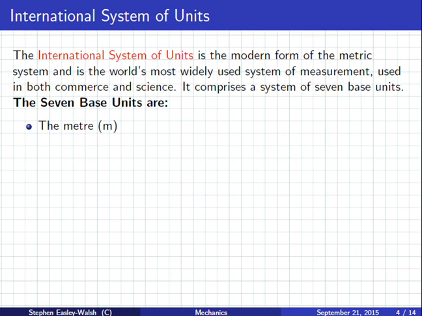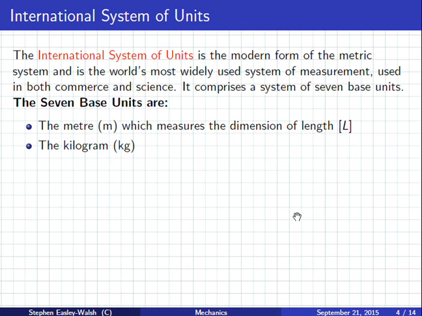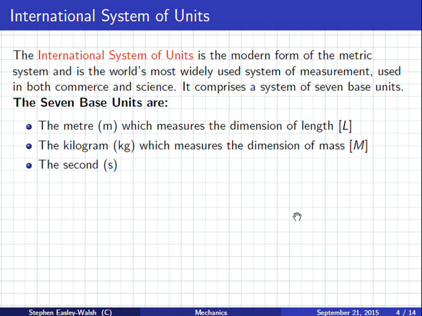Does anybody know other units? Yes? What do we have? Seconds, another one, yeah? Kilograms, yeah? So we got meter, which is for length, kilogram, which is for mass, and seconds, which is for time. Okay, we know any more? Acceleration, meter per second squared. But that's using the ones we already have, so new ones then.